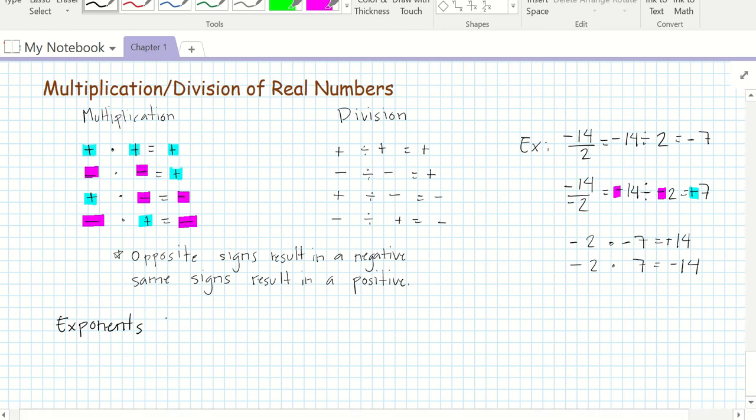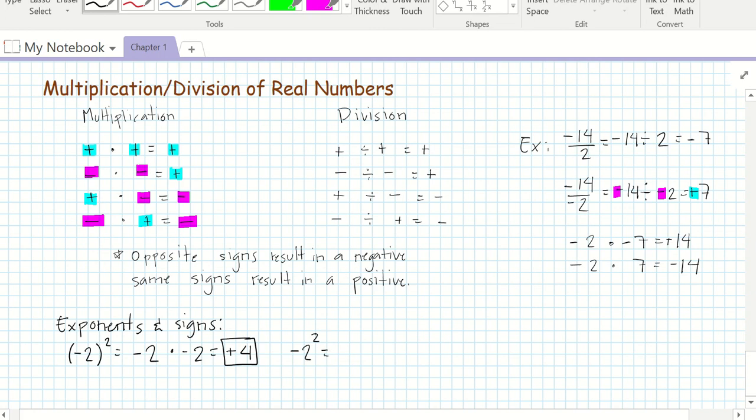So exponents, right, with negative values. We already went over exponents. We know that the definition of an exponent is, it tells us how many times we have to multiply the base by itself, right? But what happens if the base is a negative value? So let's say we have negative 2 to the second power. Well, then this will become negative 2 times negative 2, which will be negative times negative, positive. 2 times 2 is 4. So positive 4, right?